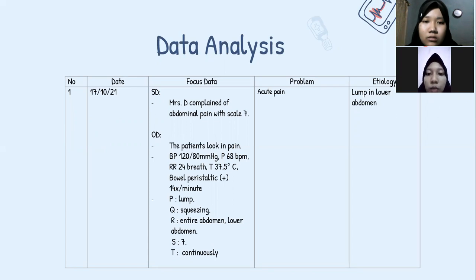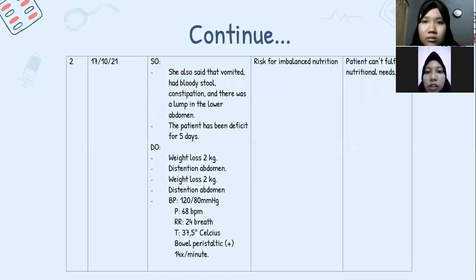P is lump and quality of pain is squeezing. Region of pain in anterior abdomen and lower abdomen. Scale of pain is 7 and time of pain is continuous. Problem is acute pain, and then etiology is lump in lower abdomen. Next.